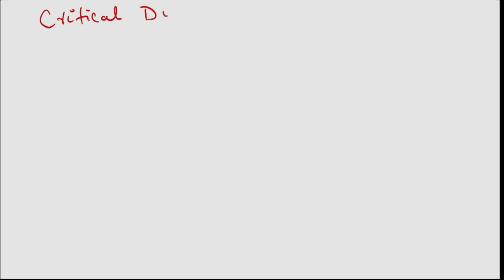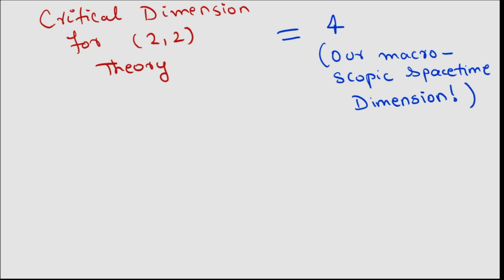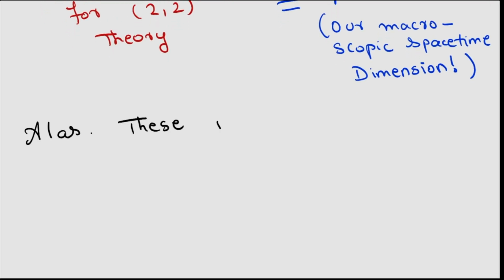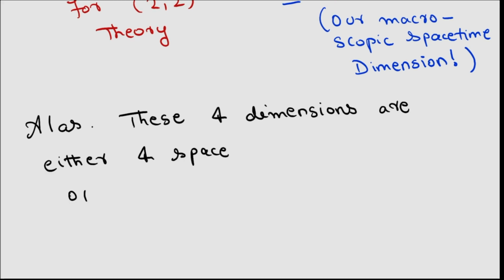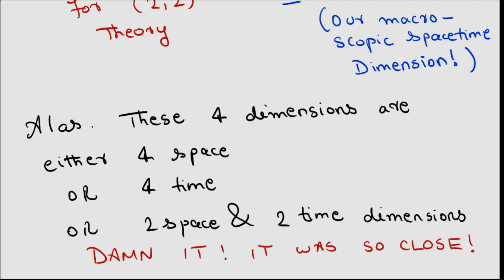The (2,2) theory is quite interesting because the critical dimension of this theory is 4, which is the dimension of our macroscopic spacetime. However, these 4 dimensions should either be all space dimensions, all time dimensions, or 2 space and 2 time dimensions, which is not the case for our universe. Damn, it was so close.